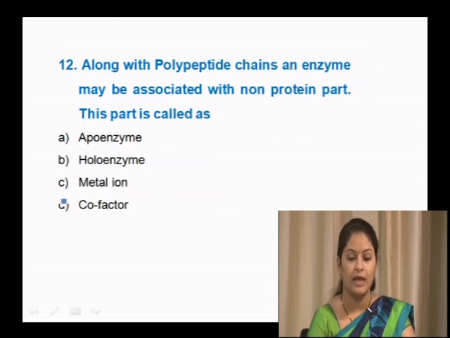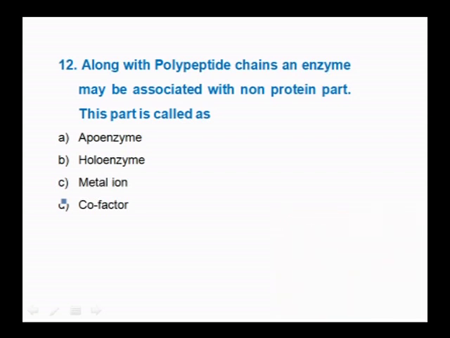Next question. Along with the polypeptide chains, an enzyme may be associated with non-protein part. This part is called as. So while studying the structure of enzyme, we have got terms like holoenzymes, apoenzymes and cofactors. Let me give you a clarification. An enzyme is associated with two parts. One is apoenzyme, another part is the cofactor. Apoenzyme is actually the protein part of enzyme and cofactor is the non-protein part of the enzyme.